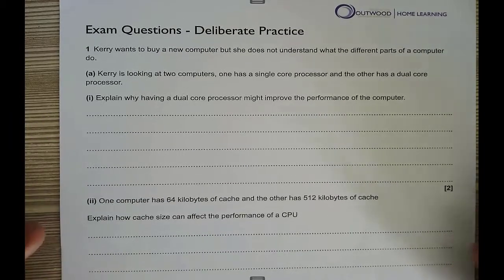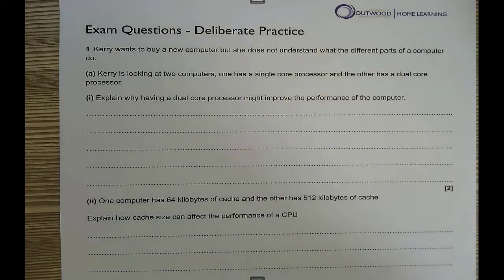Right then, let's have a look at these questions about factors affecting CPU performance as part of our deliberate practice. Kerry wants to buy a new computer, but she does not understand what the different parts of the computer do. Kerry's looking at two computers, one has a single core processor and the other has a dual core processor. Explain why having a dual core processor might improve the performance of the computer. 2 marks. So, explain why is you need to make your point, what is different between a dual core and a single core processor, and saying why that would improve the performance.